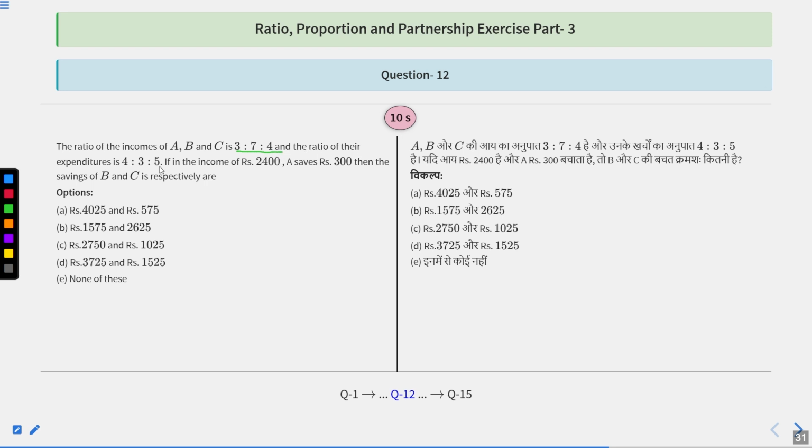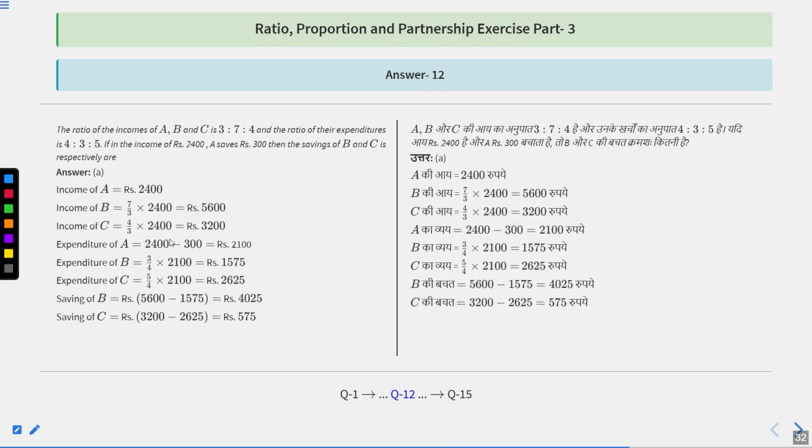Next one. The ratio of incomes of A, B, and C is 3:7:4, and the ratio of their expenditure is 4:3:5. If in the income of rupees 2400, A saves 300 rupees, then the savings of B and C are respectively? Clear? You have 5 options and 10 seconds to analyze the question. Your time starts now. Now time's up. Let's see the solution.